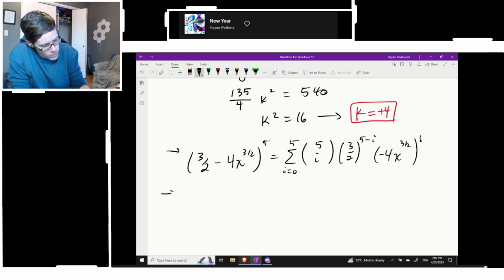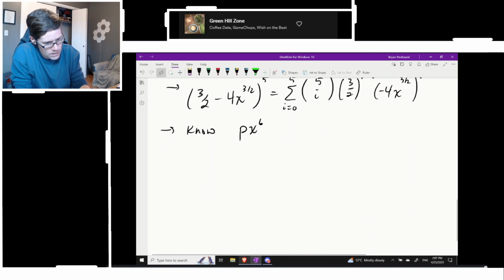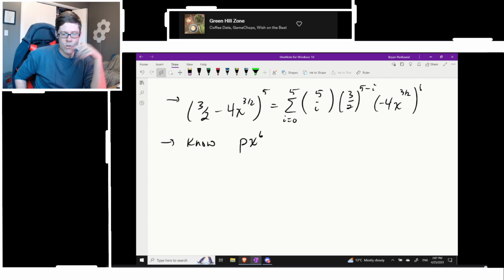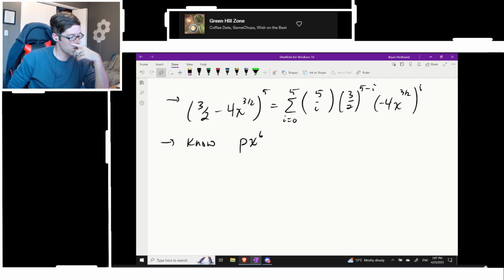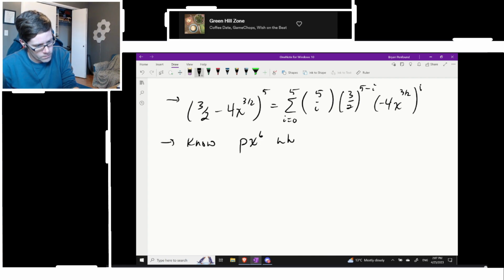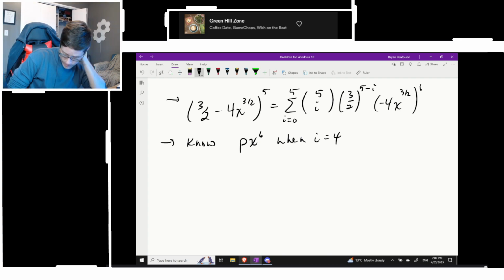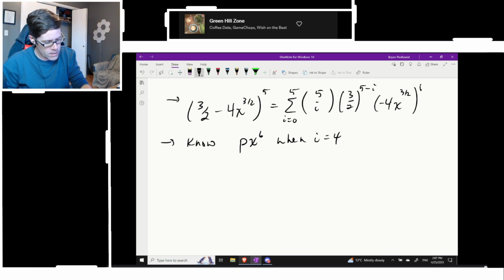And we know that we should somewhere have px to the 6, I believe. It was a positive one, right? Positive px to the 6. So for what value of i are we looking? I'm assuming we're going to need i equal to 4. Seems pretty obvious to me. So the fourth term in our sequence here should give us px to the 6. So let's sub that in and see if we can solve for p.